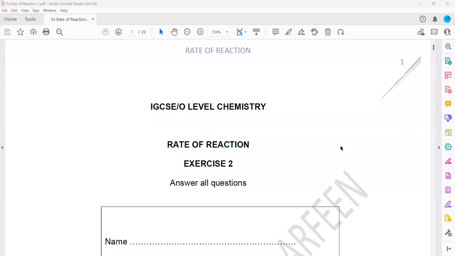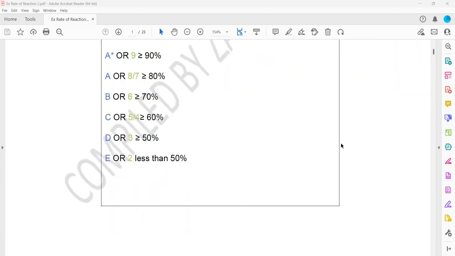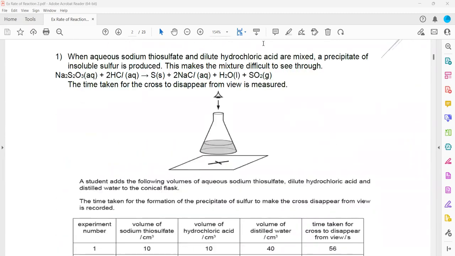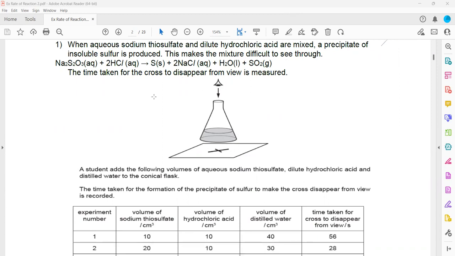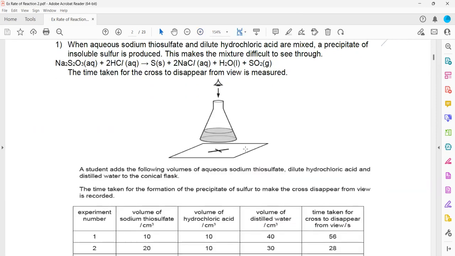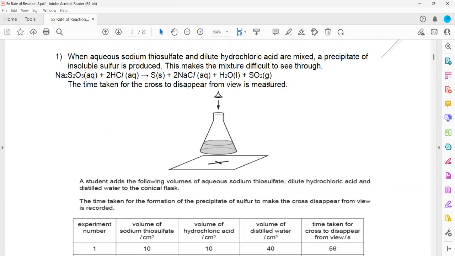So this one is rate of reaction exercise 2. You can use your mic or a chat to state the answer. The first question itself is related to the experiment which we already discussed, about the reaction of sodium thiosulfate with hydrochloric acid. So when aqueous sodium thiosulfate is mixed with hydrochloric acid, a precipitate forms.